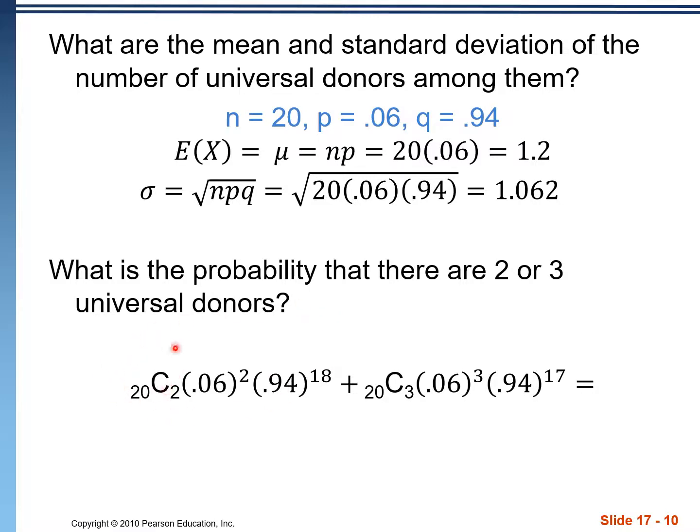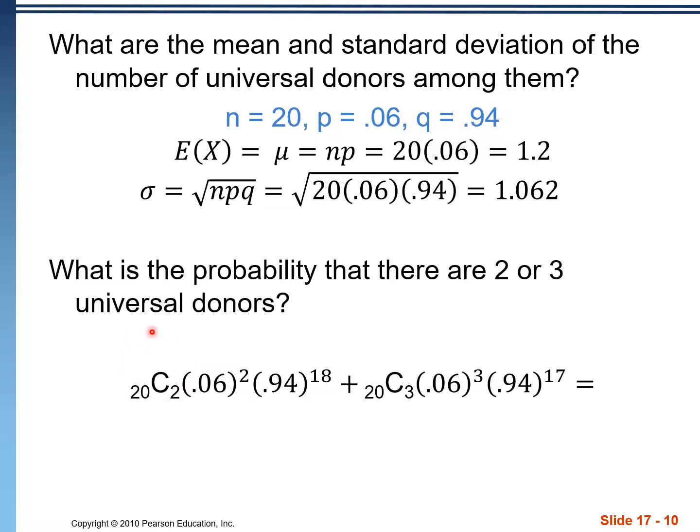So this first part is finding the combination of 20 choose 2 people. How many different ways can we choose 2 people out of a line of 20 and find them being our 2 universal donors? So in other words, maybe the 2 universal donors are the first 2 people in line. Maybe it's the first person and the 3rd person. Maybe it's the 1st and the 7th, or like the 3rd and the 15th. The point being that there's a lot of different ways that 2 people out of 20 can be the 2 universal donors that we're looking for. And this is telling us how many different ways that can occur.